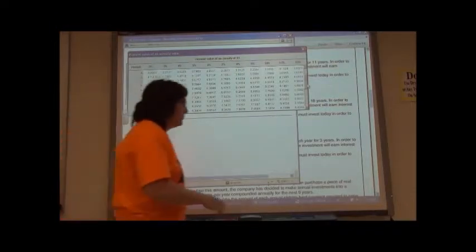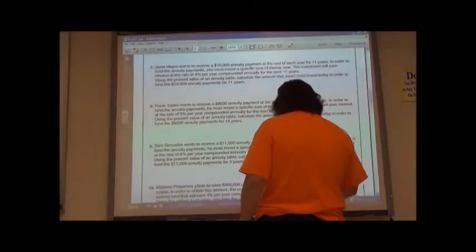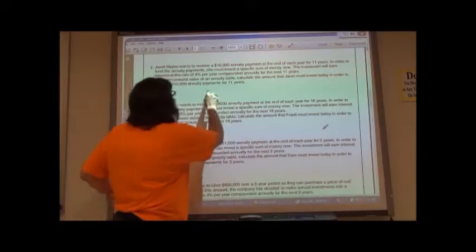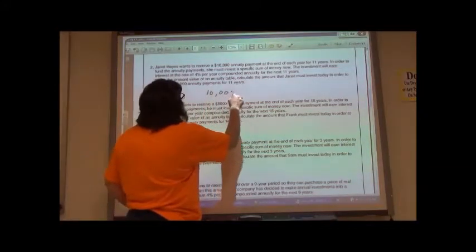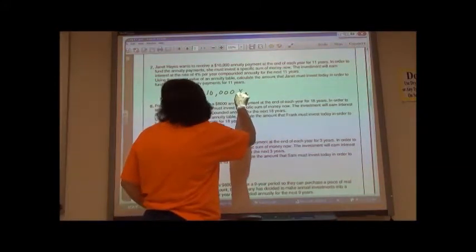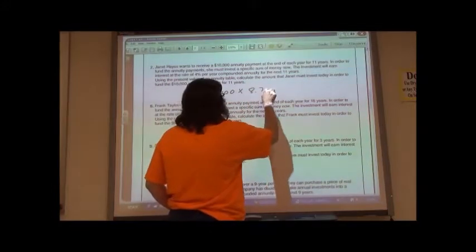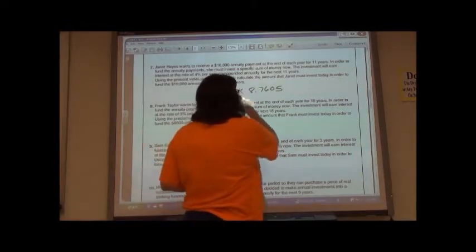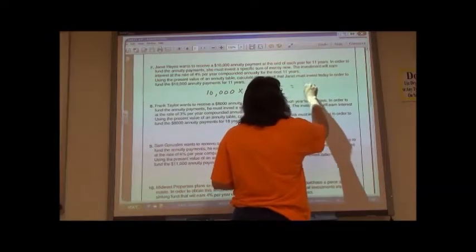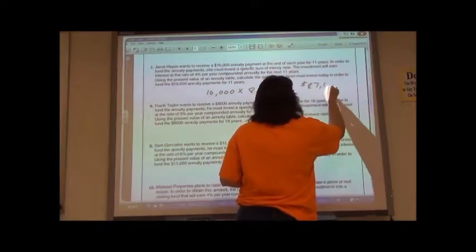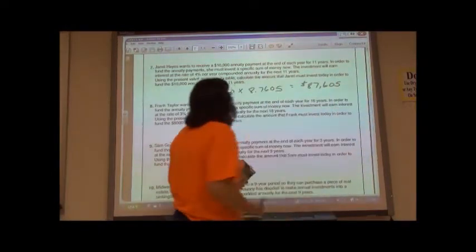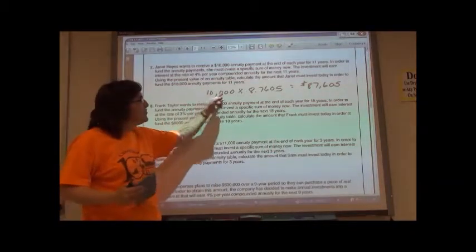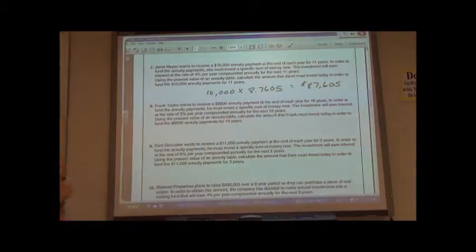So going over to my other page, I'm going to take my 10,000 that I want to get at the end of each year, times that number, 8.7605. So I'm going to grab my calculator. Actually, I could just move my decimal on that one. 1, 2, 3, 4, means I'm going to have $87,605. It's easy to multiply by 10,000. I just moved my decimal 4 places over.